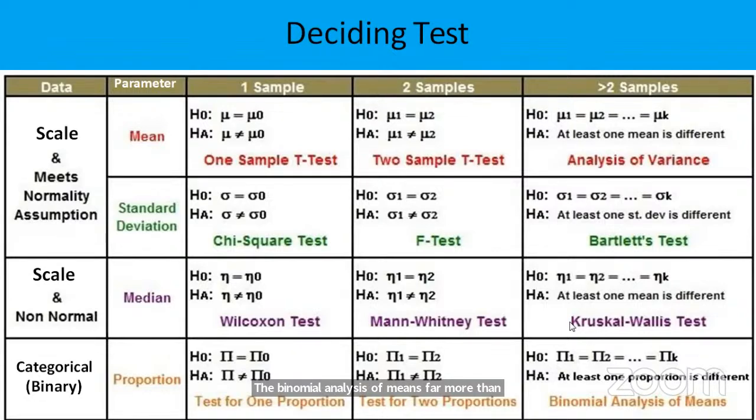Okay. So this is the way we have to decide our test: for which data, for which parameter, for which samples, which test we have to apply. Where it is scalar, the mean; scalar and normally distributed, the standard deviation; scalar and non-normal, the median; and categorical, proportions. So for which data sets, which type of parameter, and how many samples, we can decide our test.